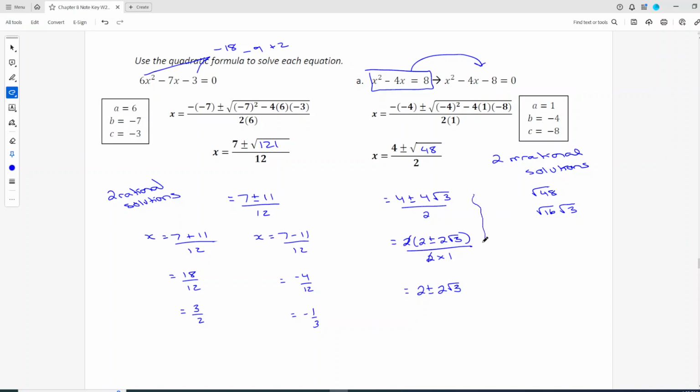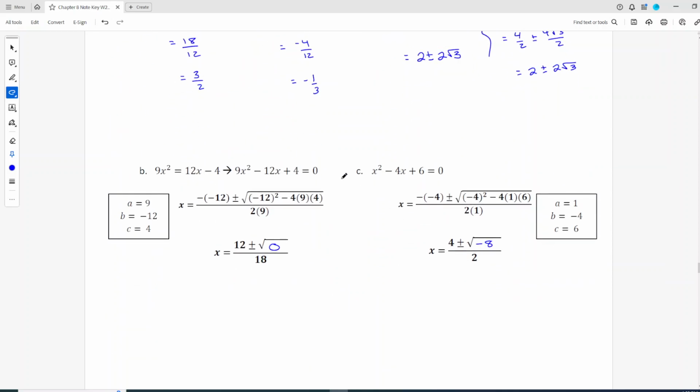The other way that I could have simplified, when I had 4 plus or minus 4 root 3 all over 2, is that you could actually divide by 2. I could have said this is 4 divided by 2 plus or minus 4 root 3 divided by 2. So the important thing to remember is that when you have a binomial, or two terms, in your numerator, each of them has to get divided by the denominator. So this would leave me with 2 plus or minus 2 root 3. So either way, when I get a positive number underneath the square root sign and it's not a perfect square, I always get two irrational solutions, and I should always make sure I've simplified as far as I can.